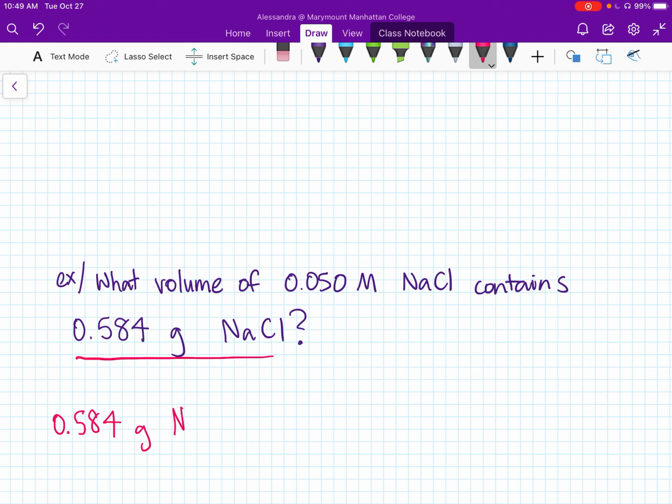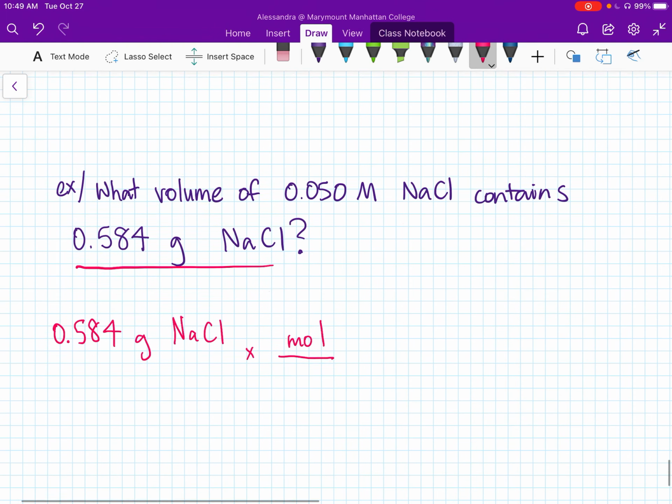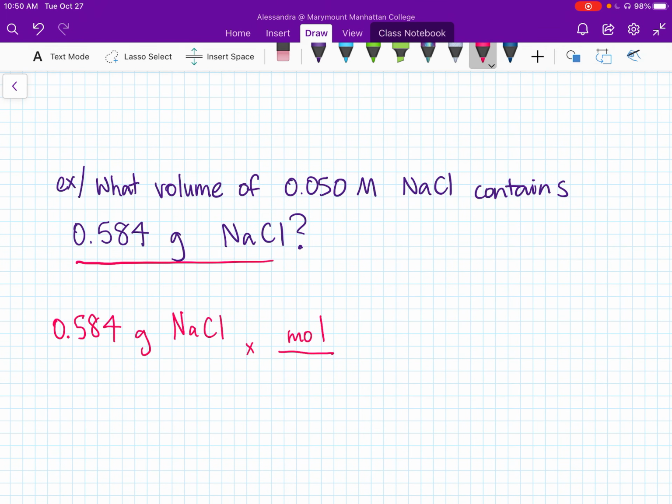So 0.584 grams of sodium chloride can be converted to moles through multiplying by the reciprocal of the molecular weight. So that molecular weight is 58.4 grams per mole. In doing that, I'm getting rid of the grams and I'm left with moles. The other thing the problem gives me is the molarity. And I know that the units of molarity are moles per liter.